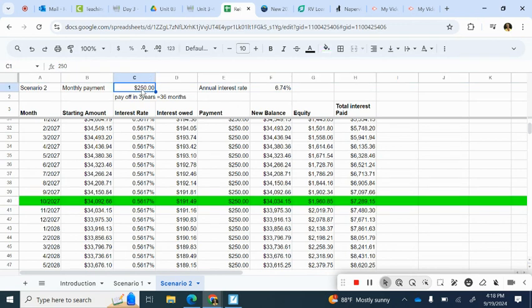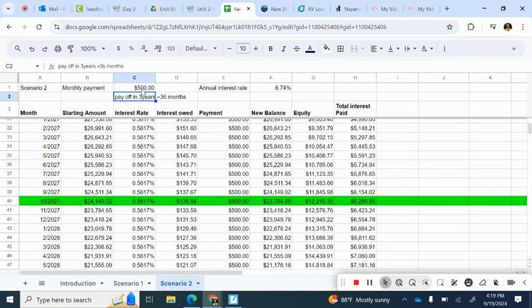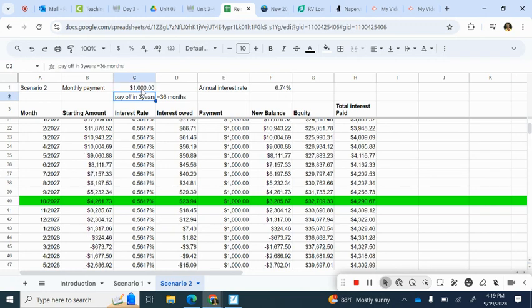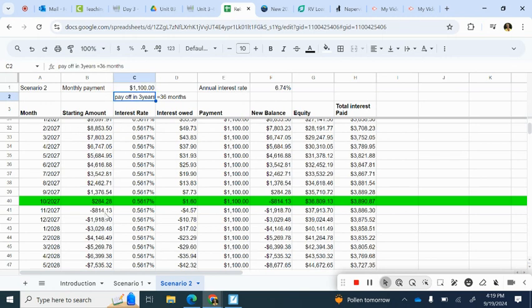So what I need to do is play a little guess and check game with what my payment is. So let's see if I jump up to $500. Okay, I owe a lot less, but I still owe a lot of money. Let's jump all the way to $1,000. Okay, that's a whole lot closer. I'm almost there. So let's make a smaller jump. What if it was 1,100? Yes, this is perfect.